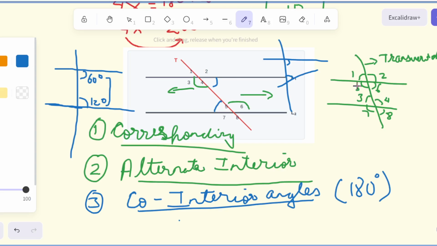And also, if you join these two lines, this makes a parallelogram. And adjacent angles of a parallelogram add to 180.